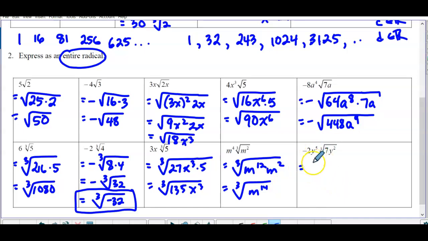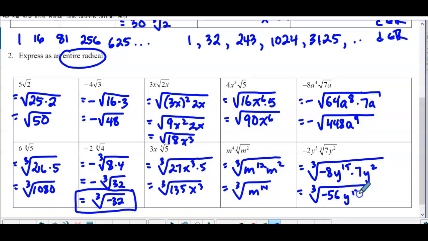Then again, you can leave the negative out, but because we want to do it entire, I'll put the negative in. So negative 2 cubed is negative 8. Y to the 5th cubed is y to the 15 times 7y squared. So that's negative 56 y to the 17.